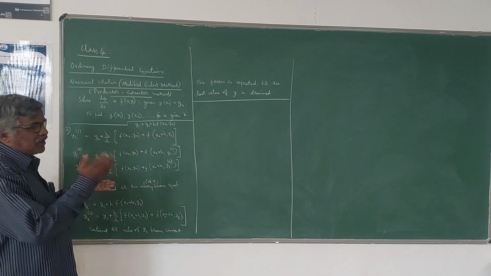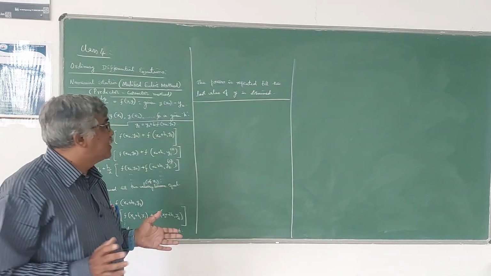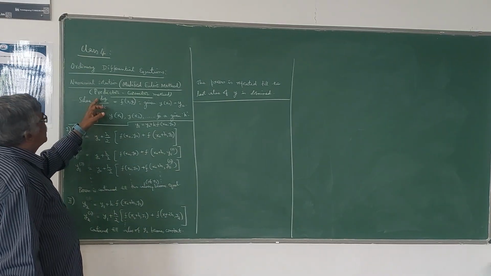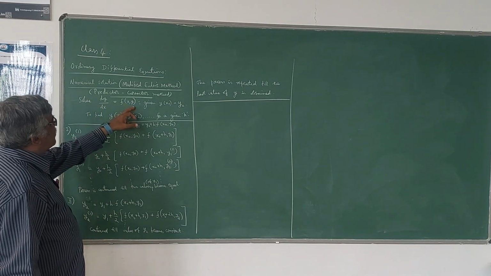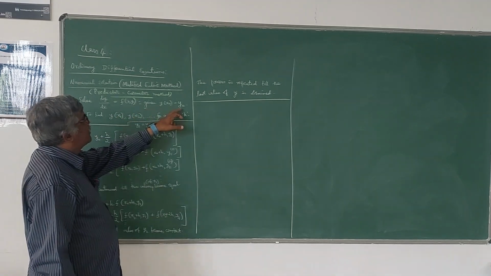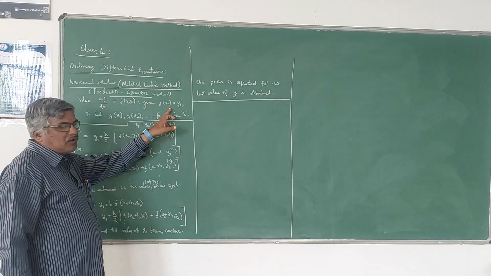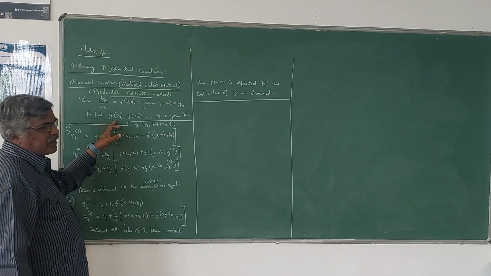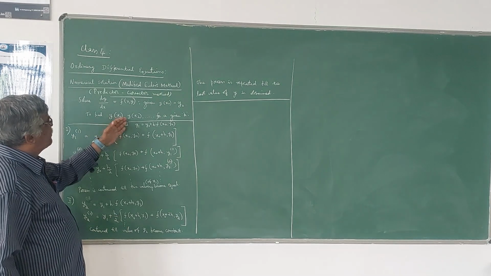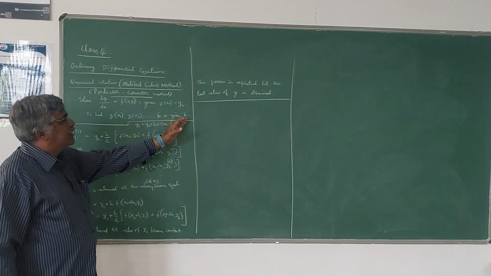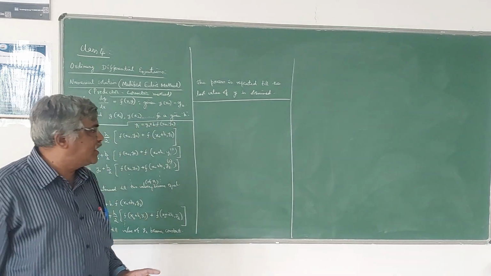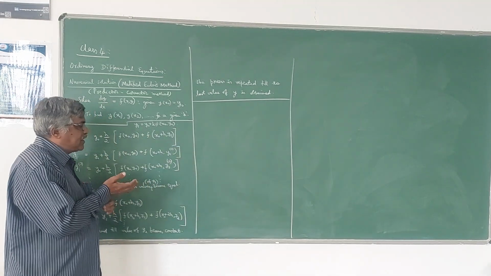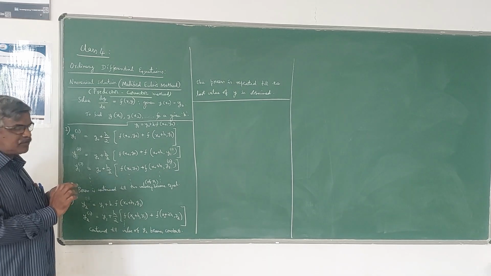So as usual, as in the case of Euler's method, we have the same generalized problem. Solve dy by dx is equal to f of x comma y, given y of x naught is equal to y naught. That is the initial value: when x is equal to x naught, y is equal to y naught. And we are asked to find the value of y at different values of x for a given increment h. So here the formula is slightly different. The iterating procedure is slightly different from the usual Euler's formula.